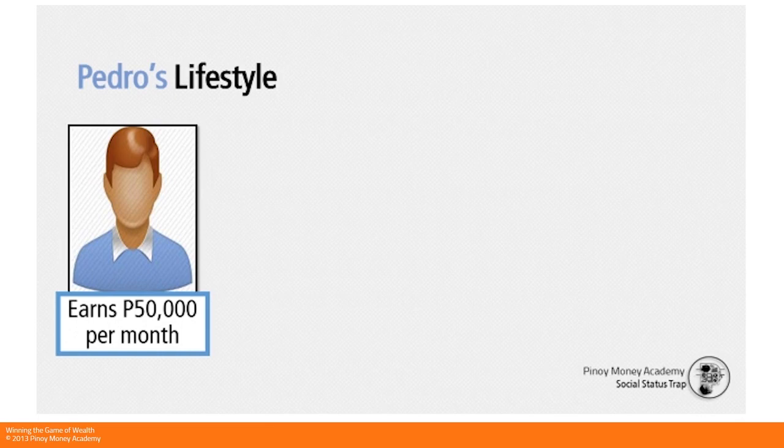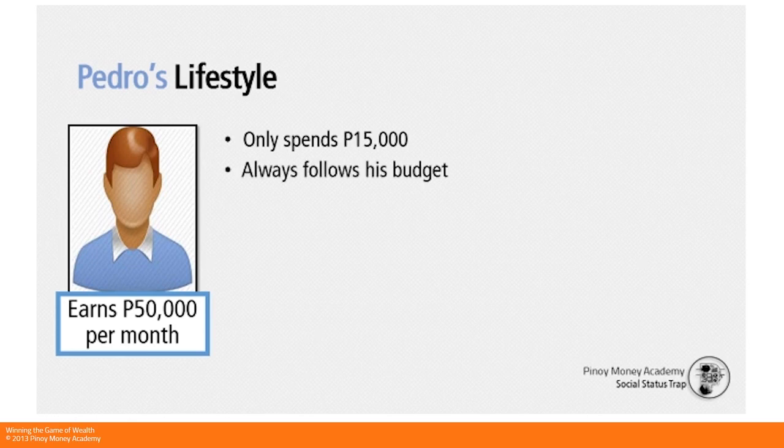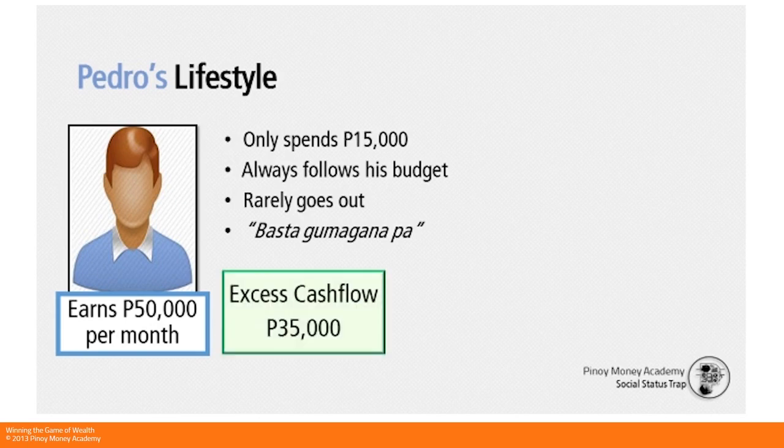At buwan-buwan, si Pedro ay gumagastos lamang ng 15,000 pesos a month. Nakabudget siya lagi, hindi madalas gumimik, simple lang ang panamit. At maligaya na siya sa mga ari-arian niya basta gumagana. So, si Pedro ay may excess cash flow na 35,000 pesos a month. Ibig sabihin, ang kanyang bank account ay napapalaki niya ng 35,000 kada buwan.